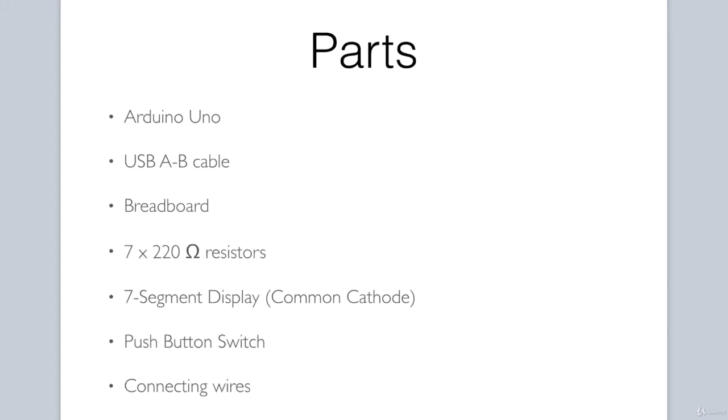Here are the parts we will need: an Arduino Uno, a USB cable, a breadboard, 7 220 ohm resistors, a 7-segment display. We will be using a common cathode display, but if you have a common anode, this will also work as well. There may need to be slight wiring changes, a push button switch, and connecting wires.